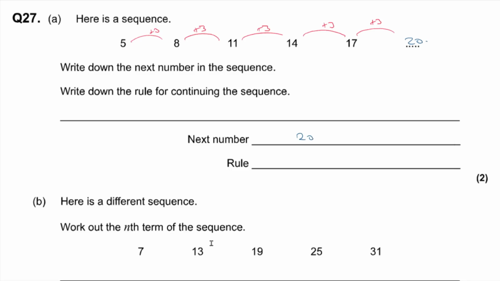Well, the next number is 20. What's the rule? It's a plus 3 sequence. We're adding 3 each time. Okay? Here is a different sequence.